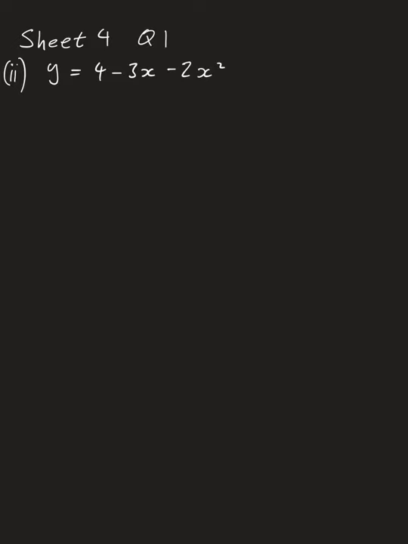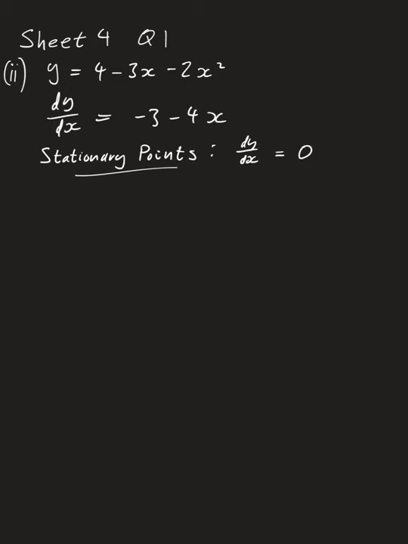So the first step is to look for stationary points. To find stationary points, I get the derivative and I let it equal to 0. The derivative there is minus 3 minus 4x. To find stationary points, we let dy/dx equal to 0. So minus 3 minus 4x is equal to 0, and we solve that for x.